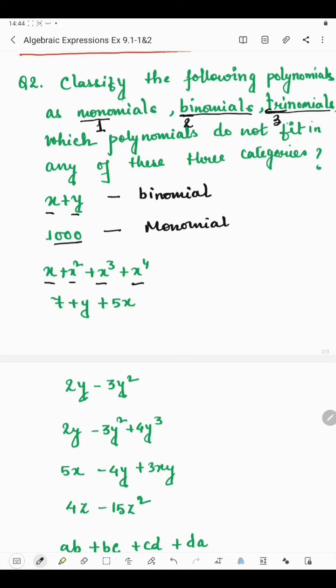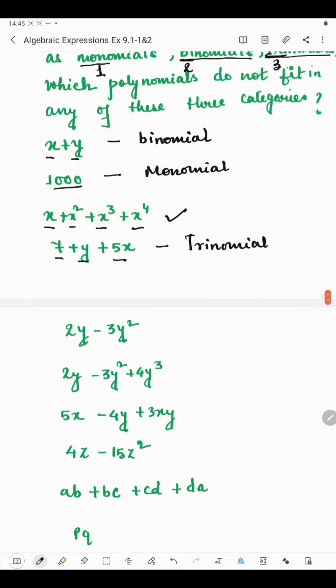Okay, so according to this question, which polynomials do not fit in any of these three categories? So this one, because this has four terms and this expression doesn't come under monomial, binomial or trinomial. Okay, now here we have 7 plus y plus 5x. So we have three terms. So this is said to be trinomial. Now 2y minus 3y square. So here we have two terms. So this is binomial.